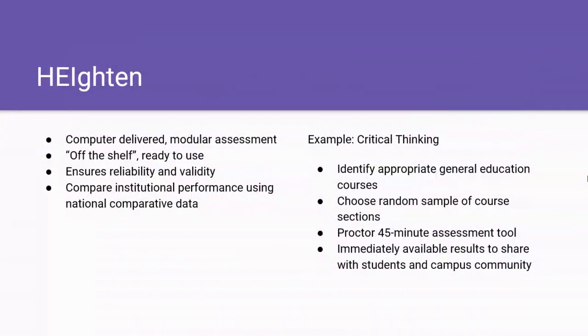So the second approach that we want to talk to you about today is a tool called Heighten. In the approaches that I described earlier, this is a test. This is a 45-minute computer-delivered module assessment, a test that is given to students, for example, on critical thinking. Some of the advantage of this is that it's kind of off the shelf, ready to implement, ready to use.